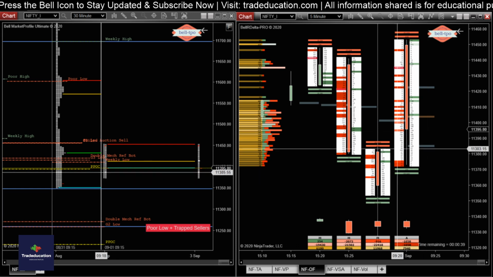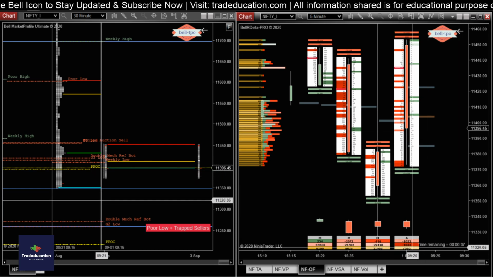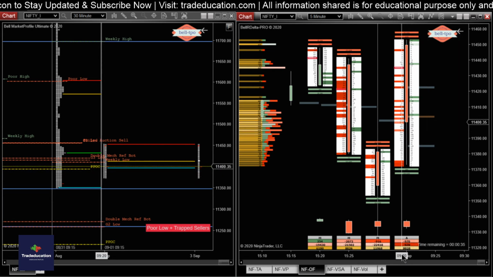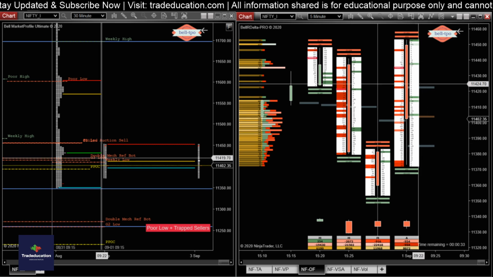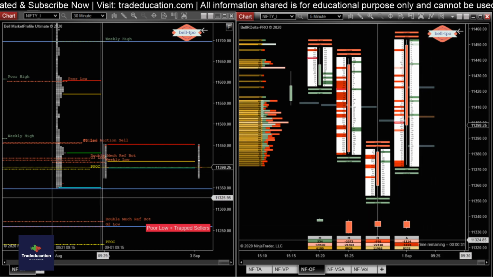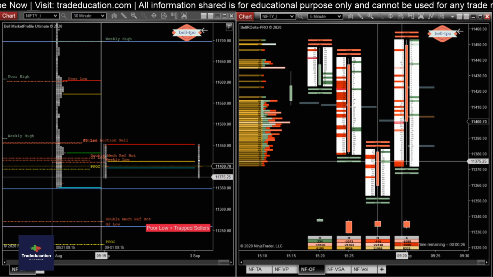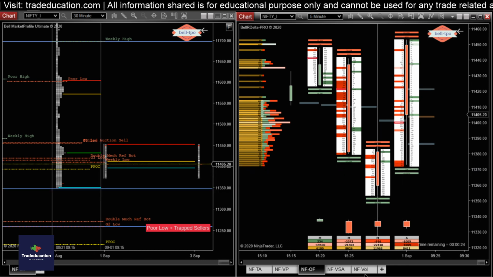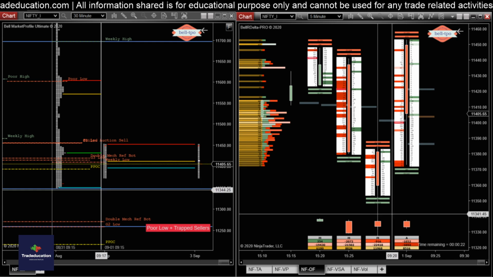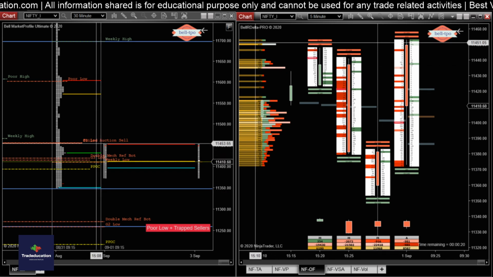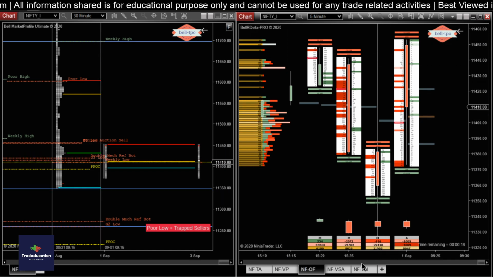Okay, so buyers stepping in. We have 30 seconds to go. 8,000 contracts traded. So it seems that the selling is getting absorbed. Not a good sign. There are stacked sellers or momentum sellers around the lows. These are the trapped sellers. There are some anomalies on the higher side.